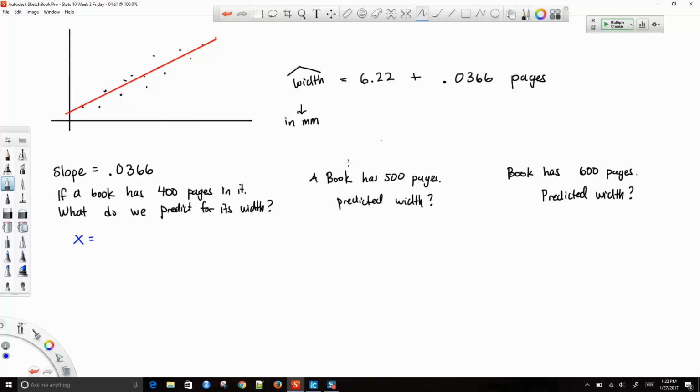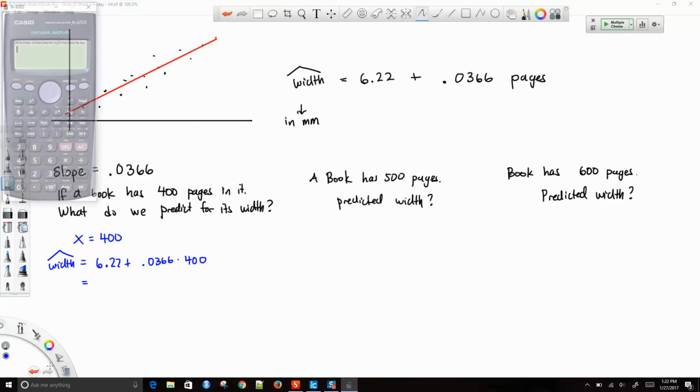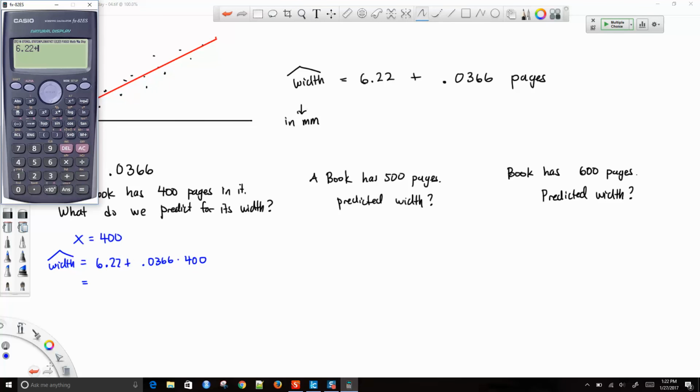So if I plug in, for this first one, I'm going to plug in for pages. Our pages is our x variable. We're going to plug in the value 400 here. Okay? And so my predicted width is going to be 6.22 plus 0.0366 times 400. And if I run that in my calculator, it tells me that number is 20.86.